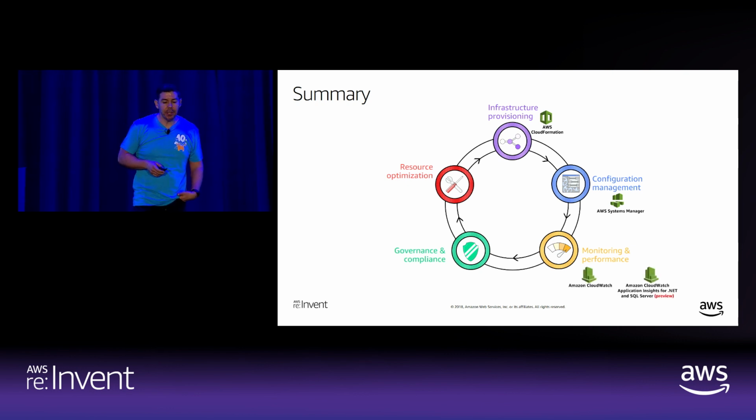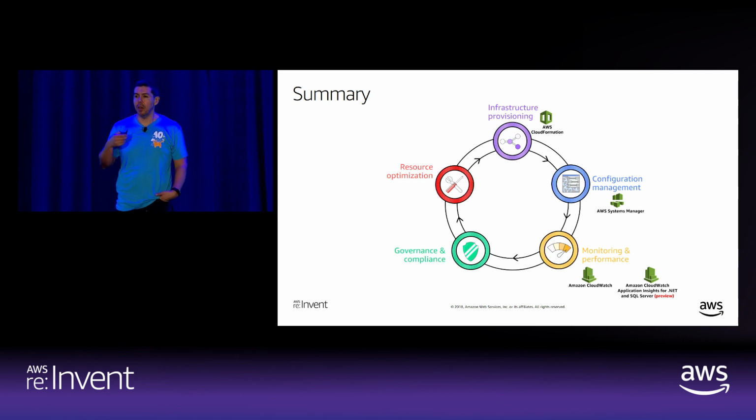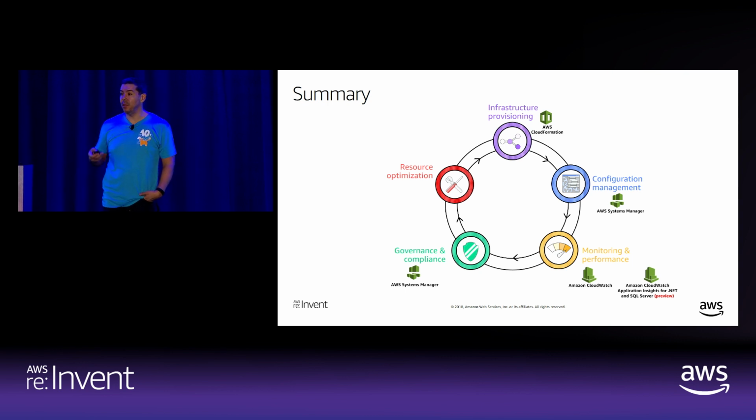In the monitoring and performance phase, we talked about CloudWatch for monitoring, as well as Amazon CloudWatch Application Insights for .NET and SQL Server. Very cool stuff. So definitely go sign up for that preview if you're a .NET shop and you want to have visibility into how it's performing your entire stack. Very cool tool to be able to do that. Governance and compliance, we demonstrated how you can use State Manager to prevent configuration drift, and inventory to get inventory of your instance and what's running inside of your operating system.